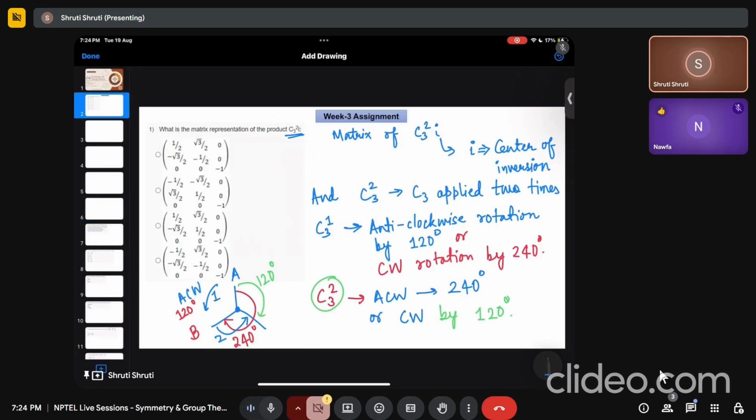Now you can match which option this is. There should be only one, this one.